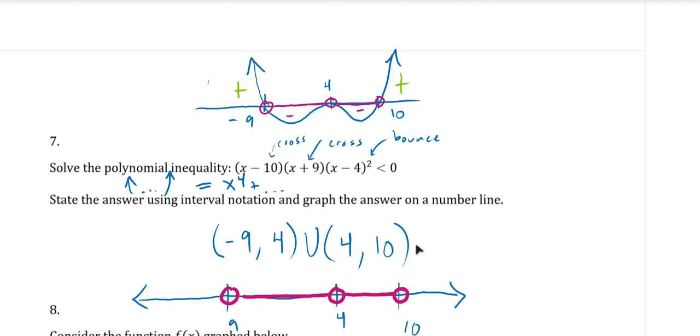So we could write that this way, omitting the 4 with a parentheses union parentheses kind of symbol structure. And if we wanted to graph such a thing, then we could do it with these two conjoined intervals. Make sure you're leaving open circles to show that we're not including the zeros as solutions to this strict inequality. At the same time, we're using parentheses here in the interval notation.